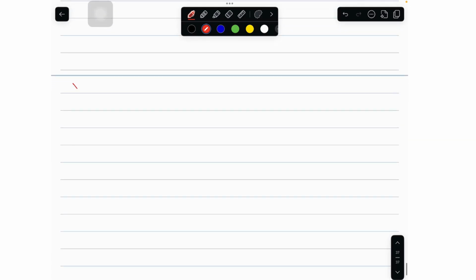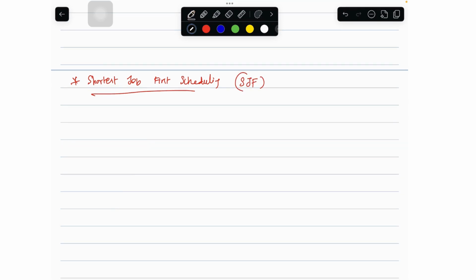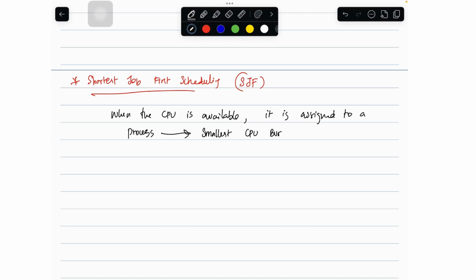So the second scheduling algorithm is shortest job first scheduling, or SJF. Now, when the CPU is available, it is assigned to a process. This is normal routine. Now, this assignment is going to go to the process which has the smallest CPU burst.